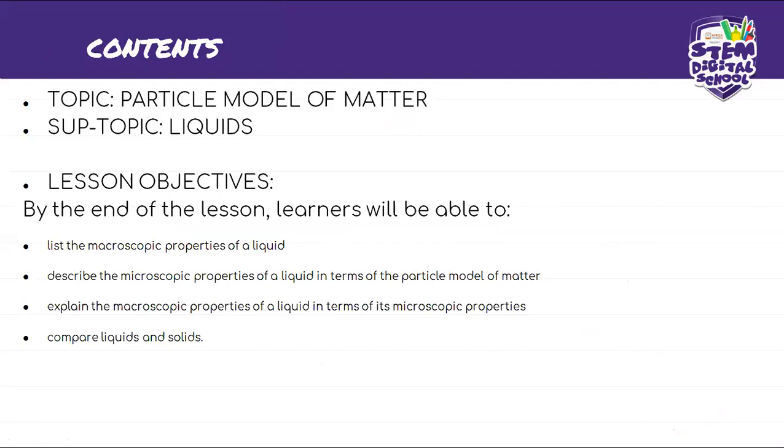So liquid is one of the states of matter. By the end of the lesson, you should be able to list the macroscopic properties of a liquid. You should be able to describe the microscopic properties of a liquid in terms of the particle model of matter. You should be able to explain the macroscopic properties of a liquid in terms of its microscopic properties, and compare liquids and solids.